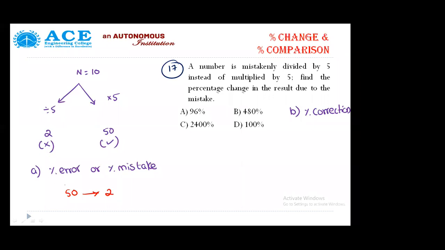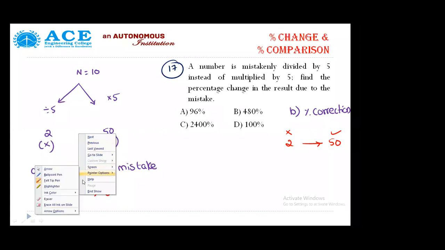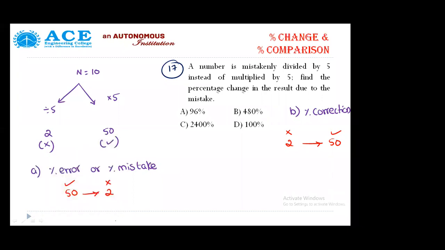Correction means, suppose you are doing something wrong, I'm correcting you. Correcting means wrong one is changed to correct one. Try to understand the basic methodology. Correction means whatever you people are doing wrong, I'm correcting that, making it a correct one, changing to the correct one. So this is also percentage change indirectly. Yes, error is also change. Correct value becomes wrong value. Wrong value becoming correct value is what? Correction.